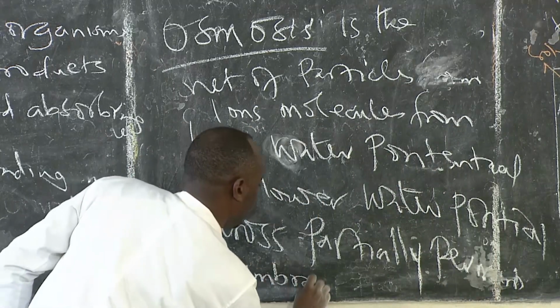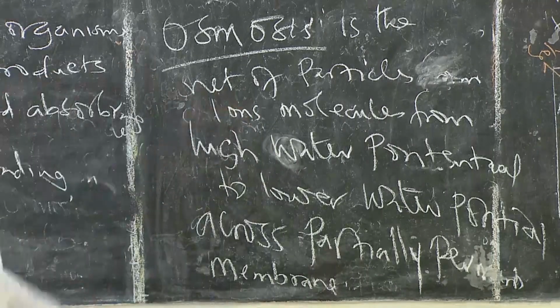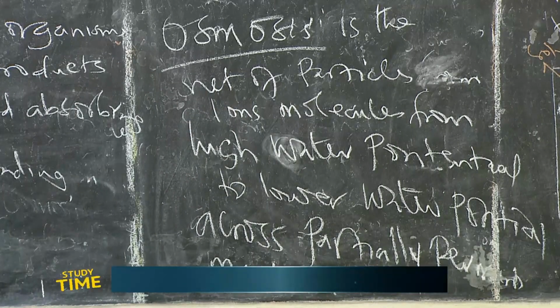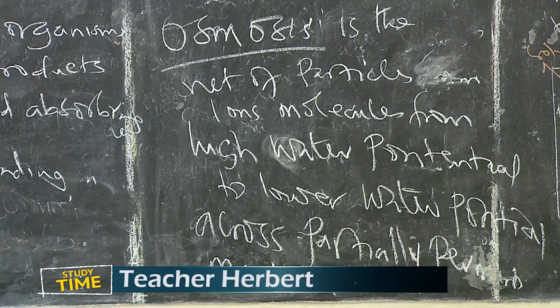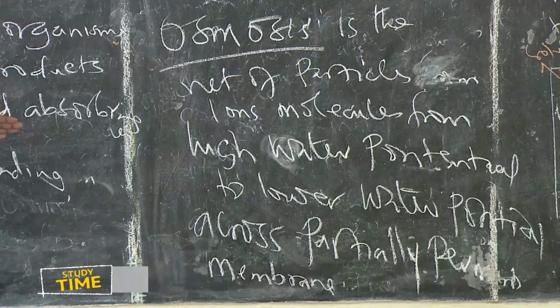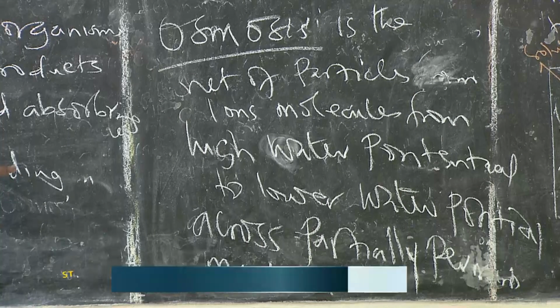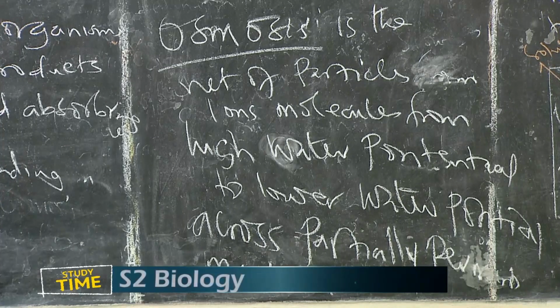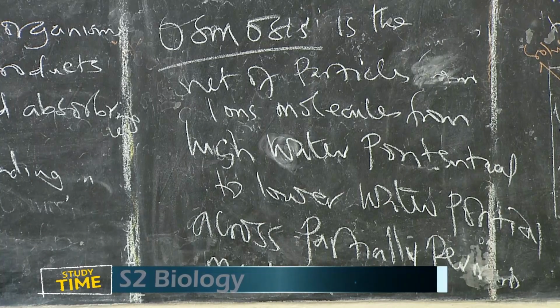When we talk about osmosis, we don't talk about concentration, we talk about water potential. So I can say osmosis is the net movement of particles or ions from high water potential to low water potential across a partially permeable membrane or selectively permeable membrane. When we talk about osmosis, which is a passive process, we don't talk about concentration of water. We talk about water potential.